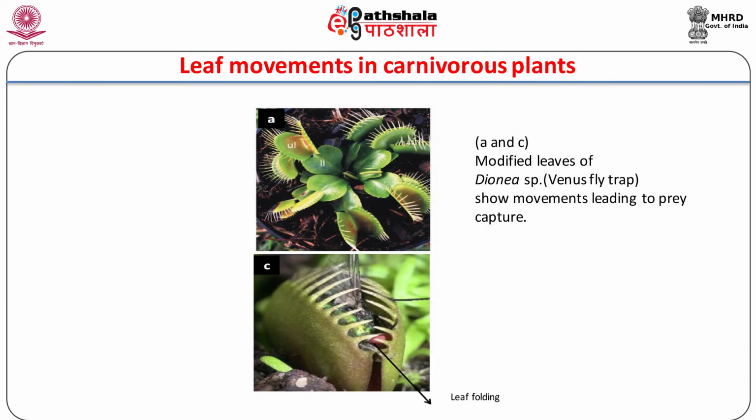Nastic movements in carnivorous plants. Carnivorous plants use leaf movements for trapping their prey. The modified leaves of Dionaea species, that is Venus flytrap, are divided into two parts, namely the upper and lower leaf. The upper leaf has two lobes lined with spine-like projections.